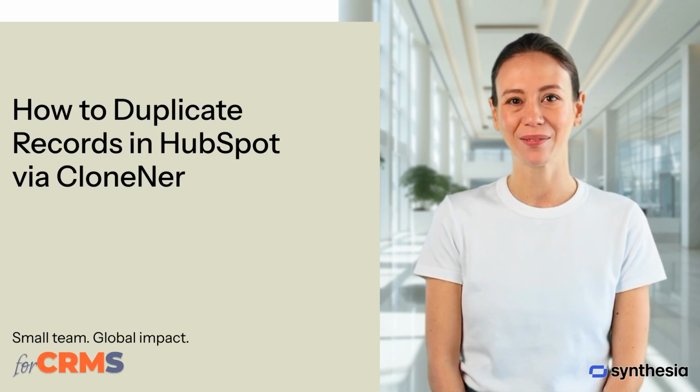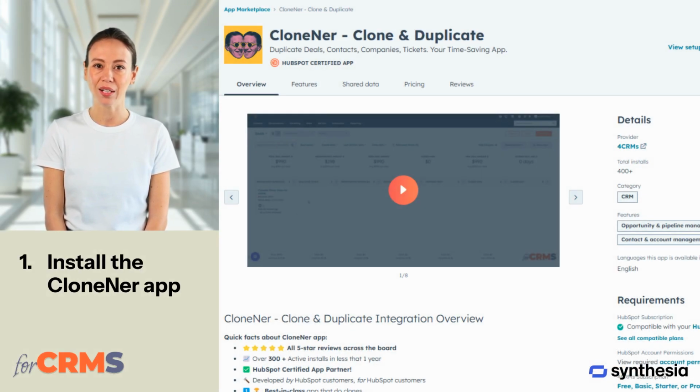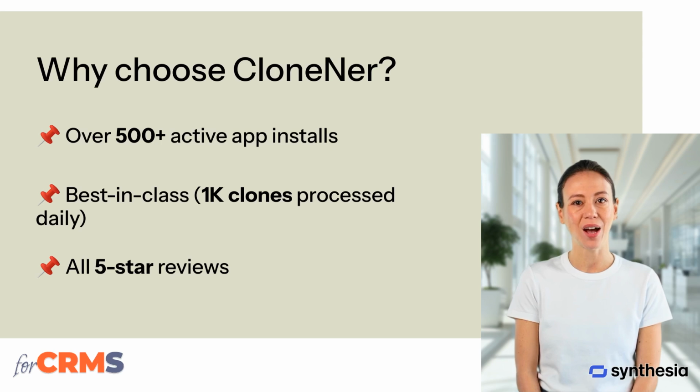Let's dive in. First things first, head over to the HubSpot app marketplace, search for the CloneNer app by 4CRMs and install it. It's a quick and easy process, and once you're done, you'll have everything you need to start duplicating records in no time. By the way, CloneNer is officially certified and proudly featured in the HubSpot app marketplace. That means you can trust it as a reliable solution for all your deal duplication needs, quick, easy, and hassle-free.